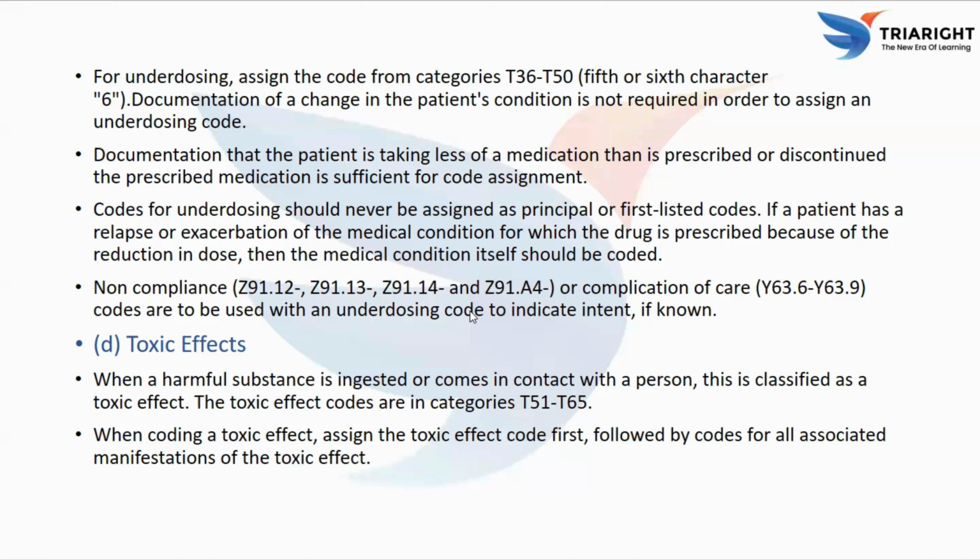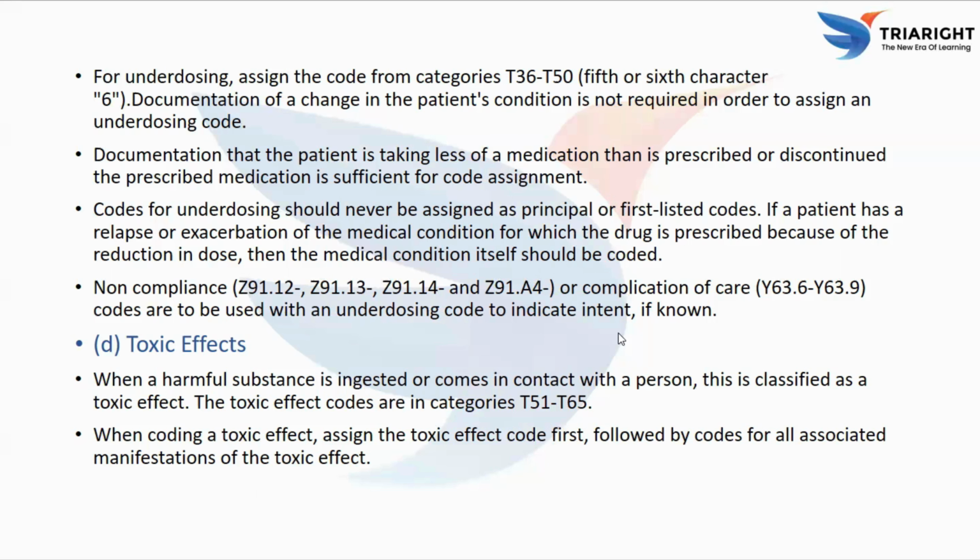So the next guideline is regarding how to add the reason for underdosing, that is intent. Underdosing codes must be paired with the reason code if known, like non-compliance codes which are from the Z91 category. Z91.120 is for financial hardship. Z91.128 is for other intentional underdosing. And Z91.130 is for unintentional underdosing. And Z91.14 is non-compliance with medical treatment.